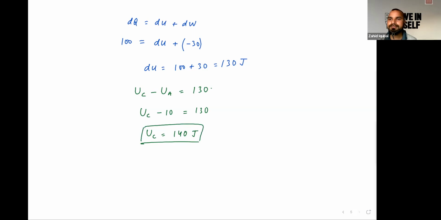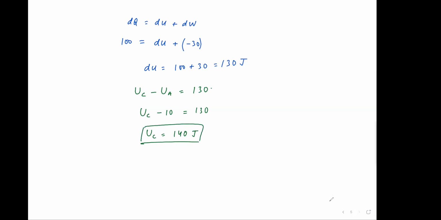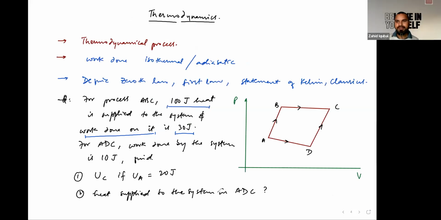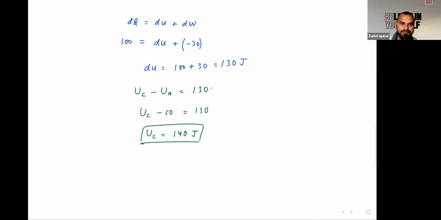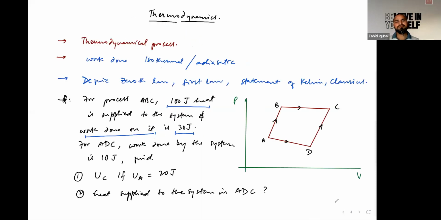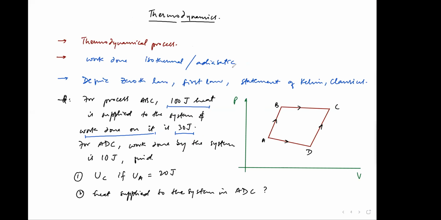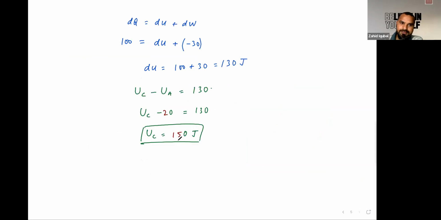Is it clear? Yes, sir. Similarly, try to find the second part. So internal energy for C will be 150, right? Yes, I've corrected.